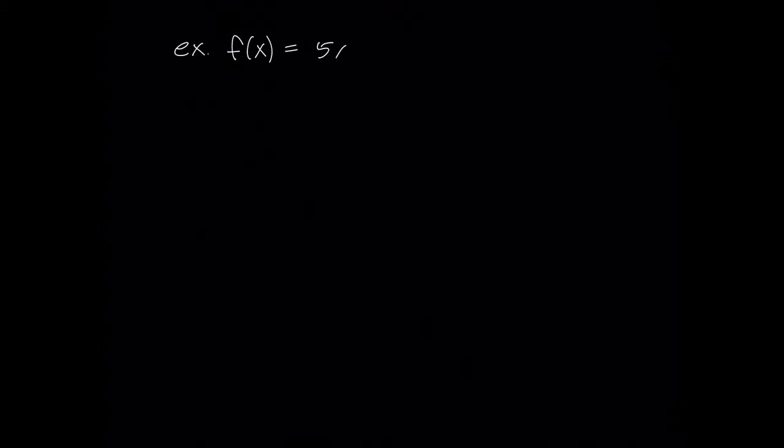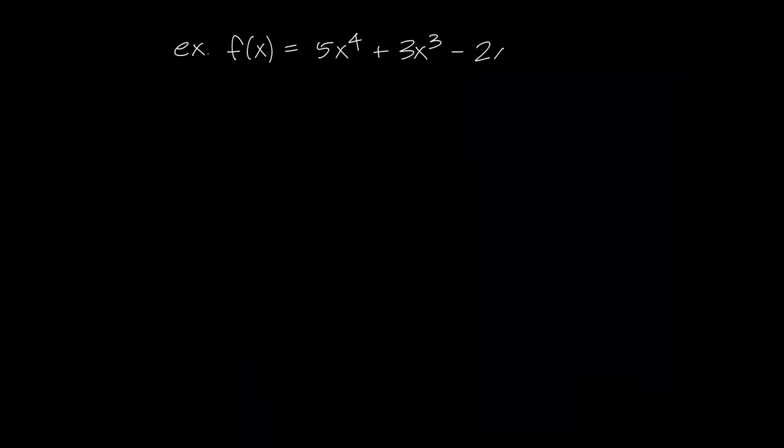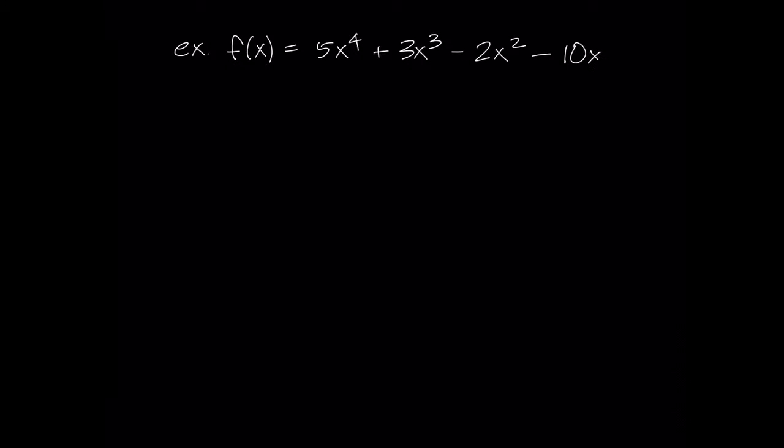Now let's find the derivative of something that's a little bit more complex. So let's say I have 5x to the 4th plus 3x cubed minus 2x squared minus 10x plus 7. All right, so we're going to apply the power rule to every single term.